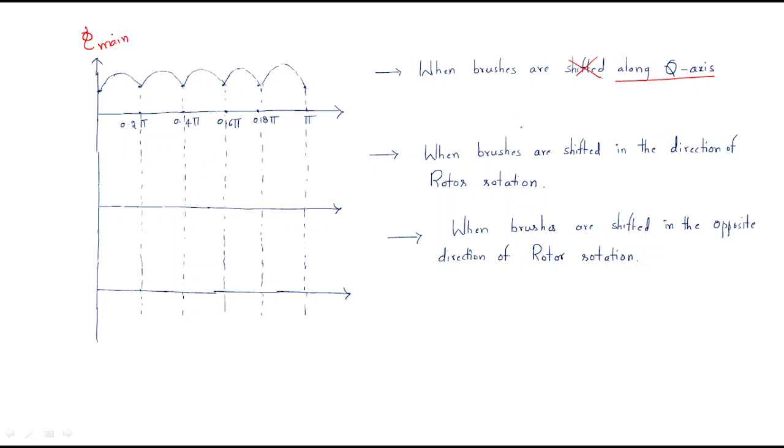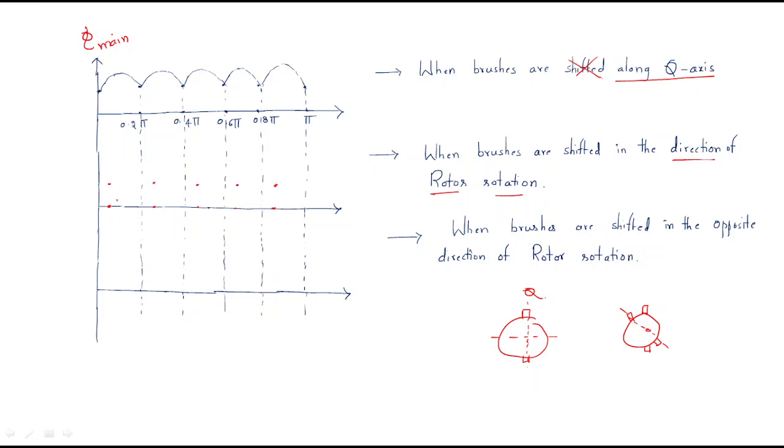Right. When the brushes are shifted in the direction of the rotor rotation, what happens? Generally, the quadrature axis means this is the axis. So this is the quadrature axis. In motor rotation, generally it is initially here, but this will be shifted like this. Then the waveform is shifted, and the maximum point will be nearer to the first point. So this is the maximum point.